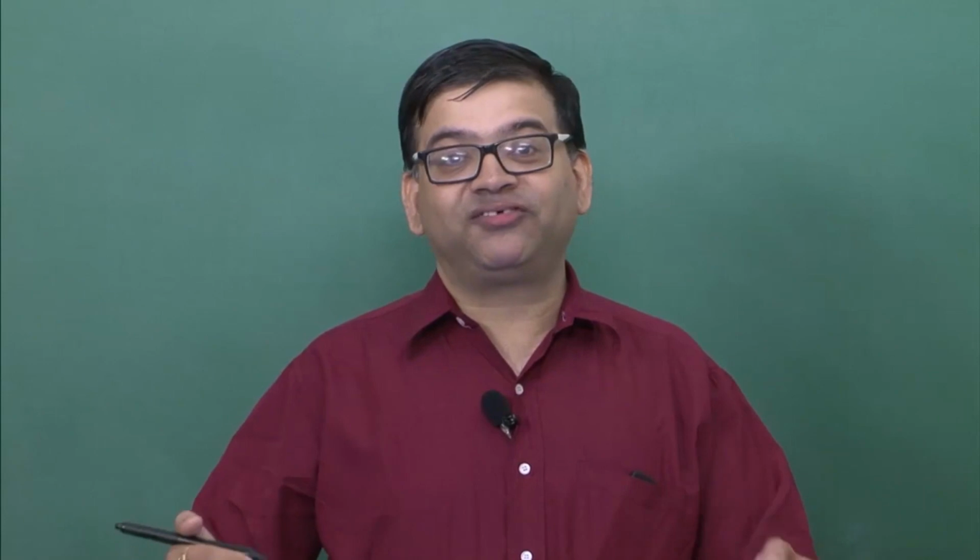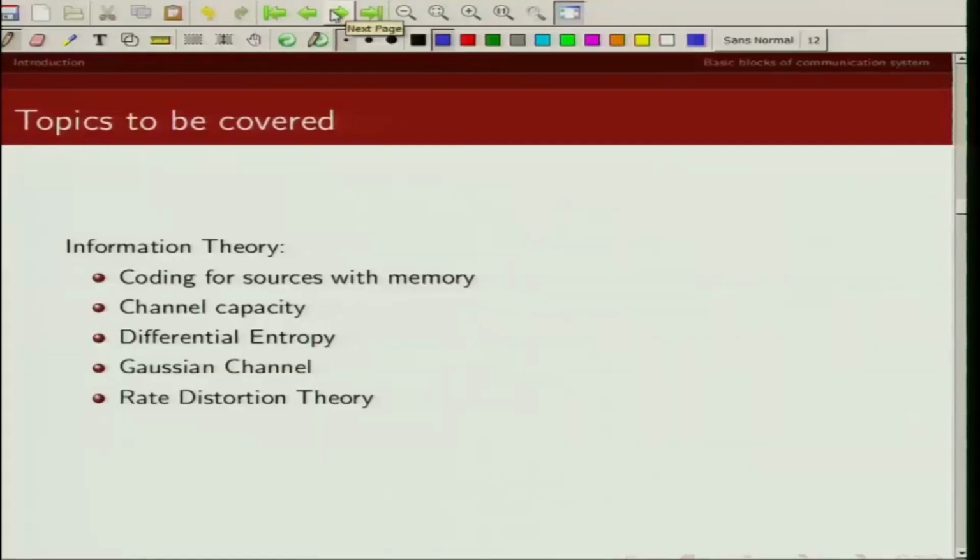Now rate distortion theory deals with the following: if you have a source and a given distortion measure, you are interested in knowing, for example, what is the minimum average distortion that can be achieved for a given rate. Alternatively, we can say that given an average distortion, you want to find out what is the minimum rate that you can achieve.